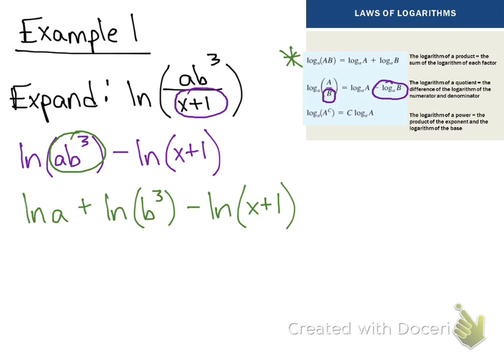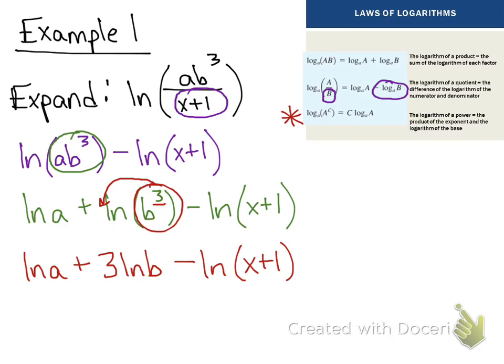Finally, we'll look at the last property, taking the log of a power. The only one that applies to is our middle term, where we're taking the natural log of b to the third, and we're going to bring the power of 3 down in front so that it becomes a coefficient. The other two logs that I have there, natural log of a and minus the natural log of x plus 1, those aren't going to change. And that's it. That's our final result. That is as much as we can possibly expand it using these laws.